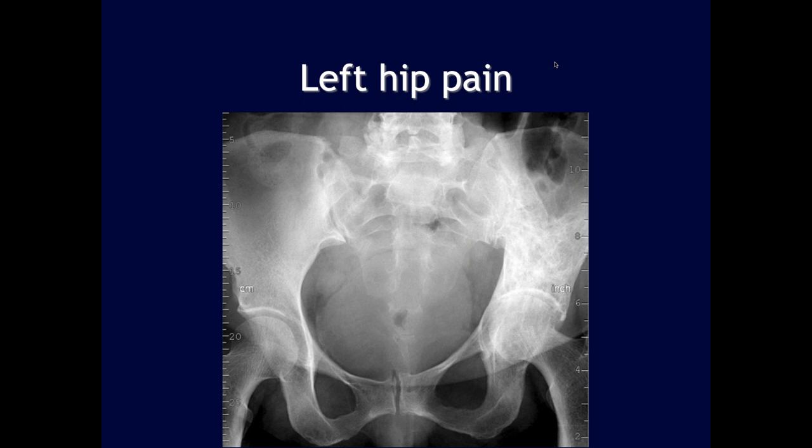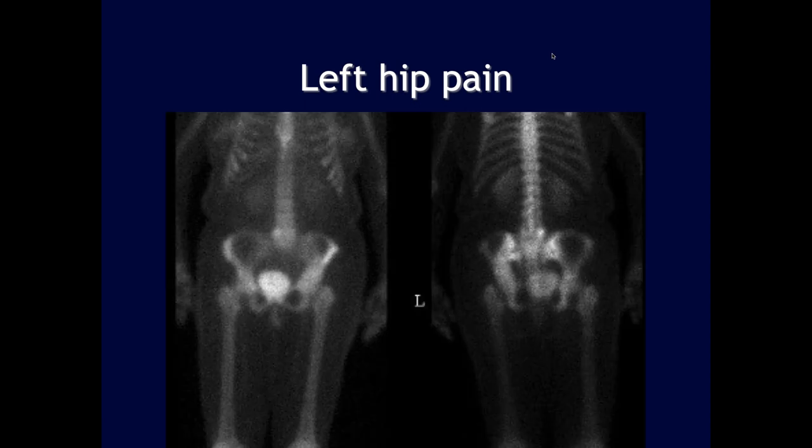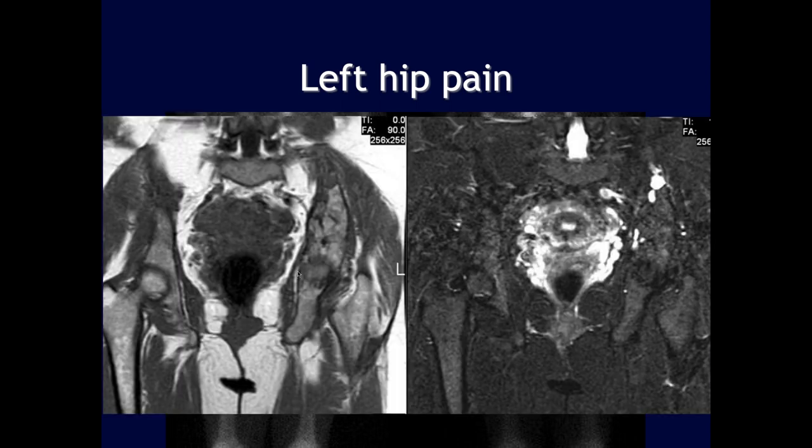Okay, we have left hip pain. It looks like there's some mixed lucency and sclerosis in that left ischium and left femoral head. It doesn't look like just bowel gas. And then here we have the bone scan, and there is some increased uptake throughout that left ischium. So I'm wondering if this could be Paget's.